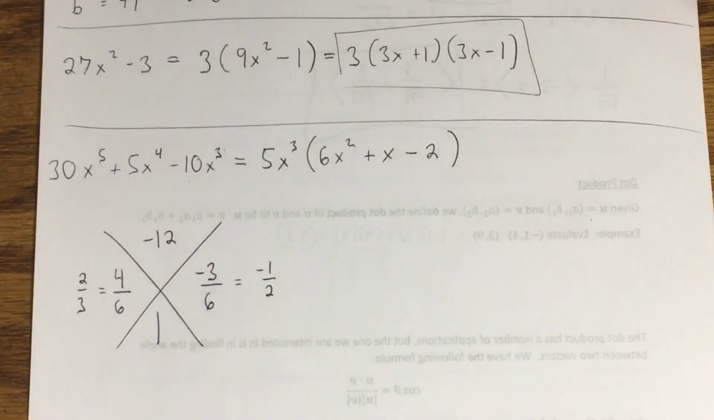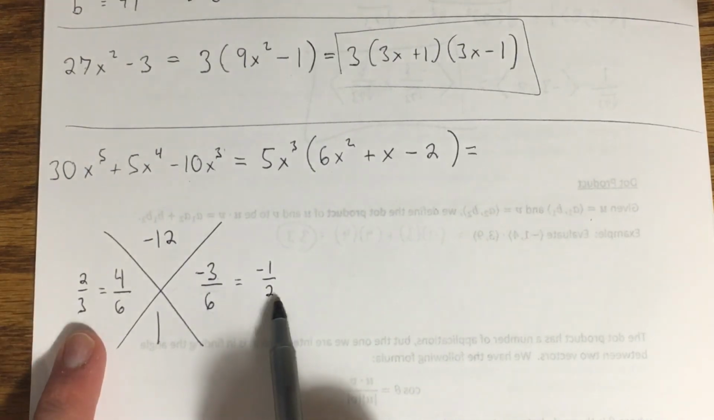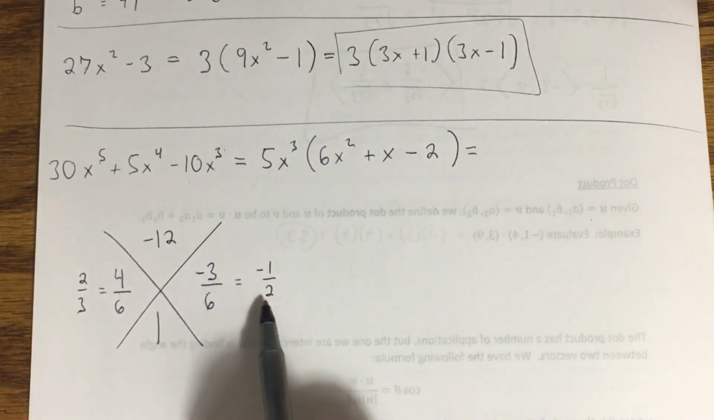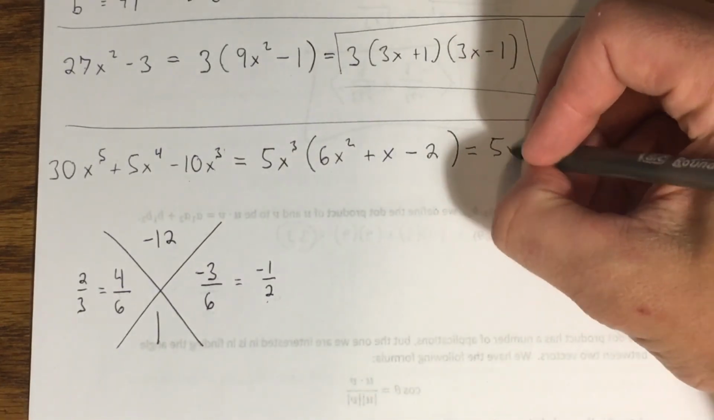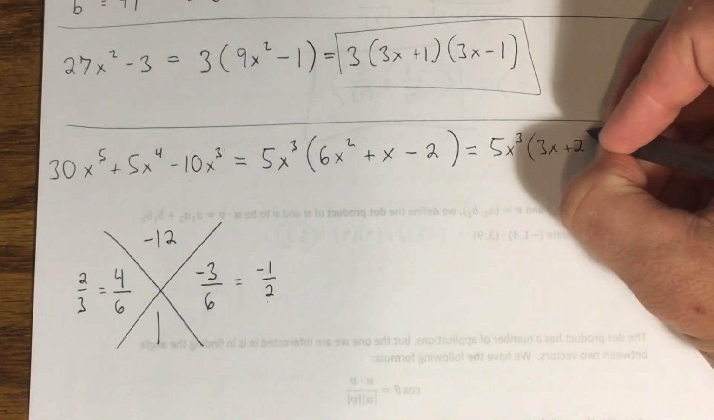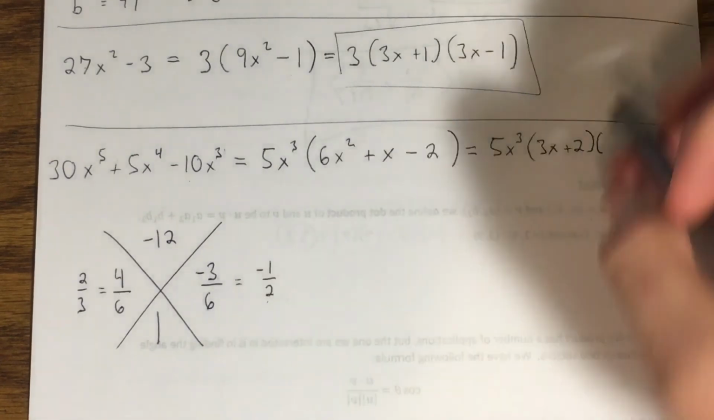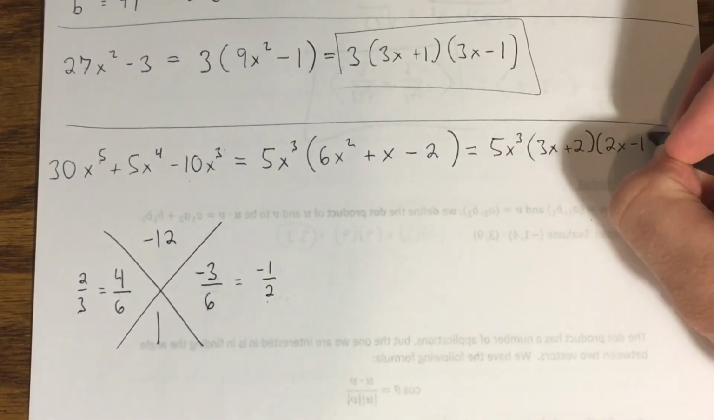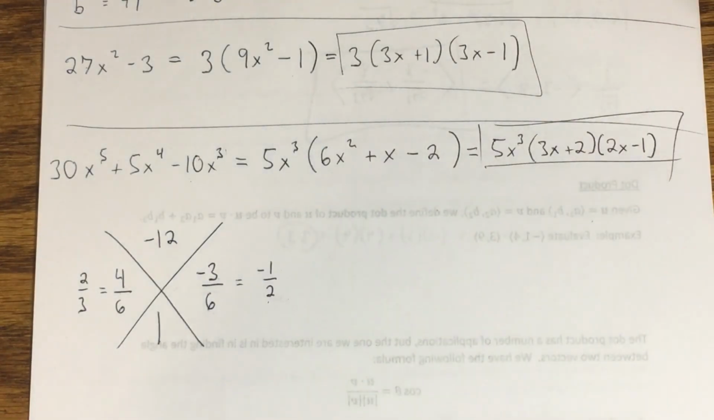This becomes 2/3. And again, what we do is we read these simplified fractions from the bottom up by putting an x with our denominator. So this becomes 3x plus 2. Don't forget your 5x cubed is still out there. 3x plus 2. My second set of parentheses is 2x minus 1. And this is now factored completely.